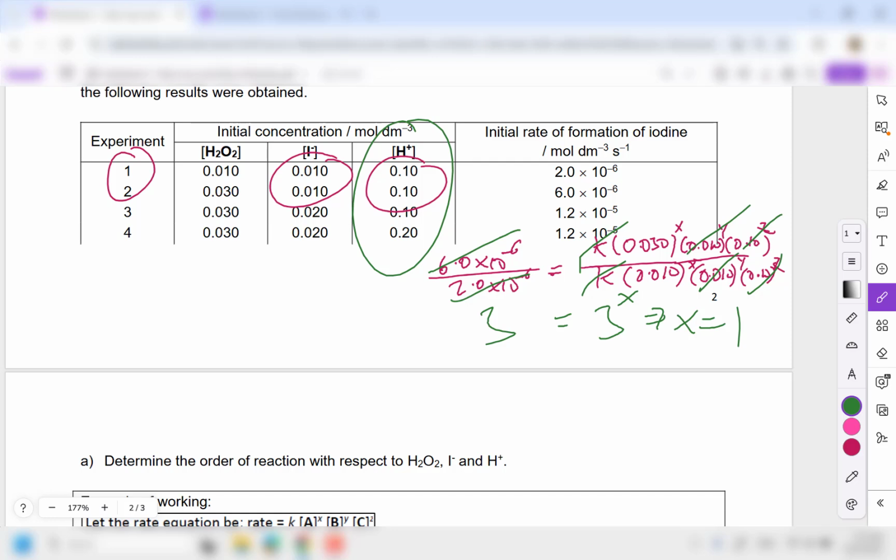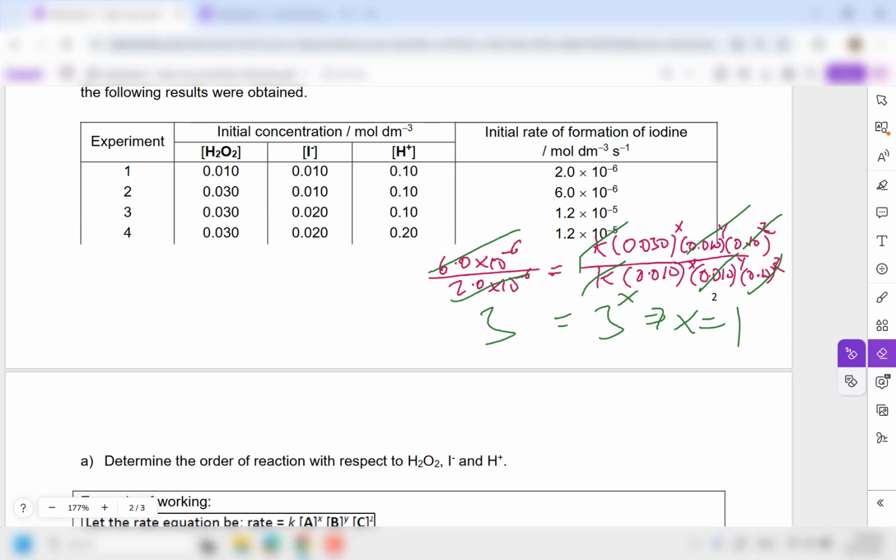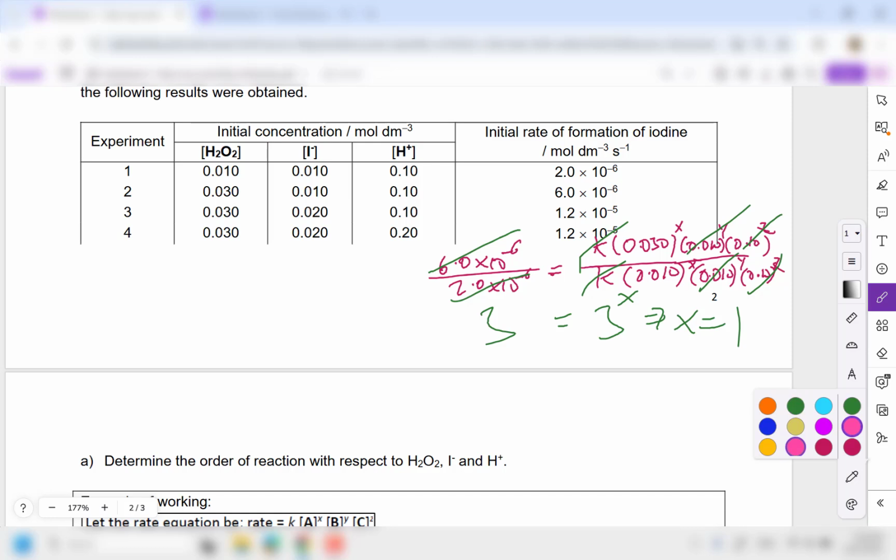So for the case of I minus, I think the simplest way is we'll look at experiments 2 and 3, because H2O2 and H plus are kept constant. So what's going to happen is when the concentration of I minus doubles from 0.01 to 0.02, the initial rate of formation of iodine doubles. Because of that, the order of reaction with respect to I minus is 1.